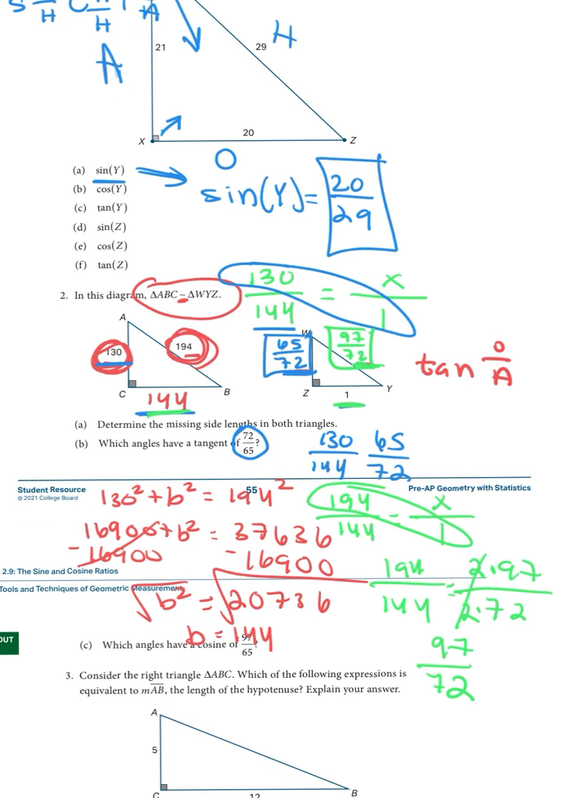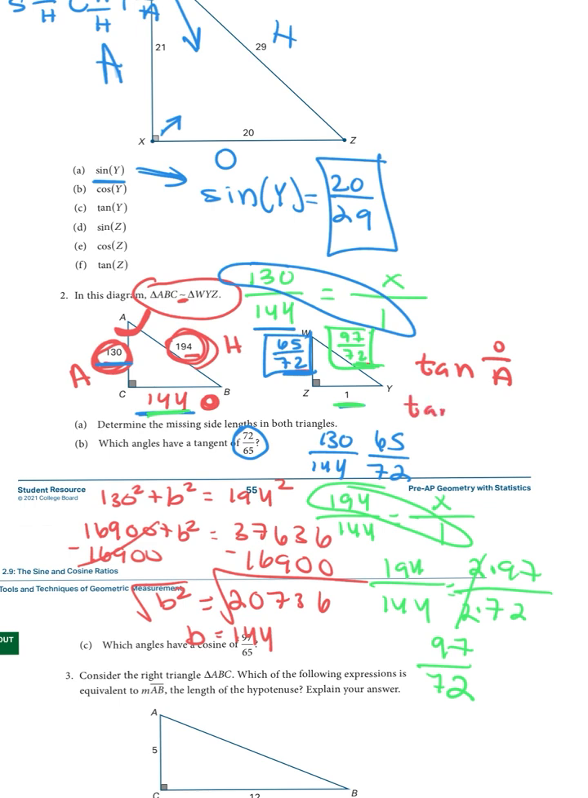So that means that if my A was my angle, then this would be my opposite, this would be my adjacent, and this would be my hypotenuse. So let's see if that works.